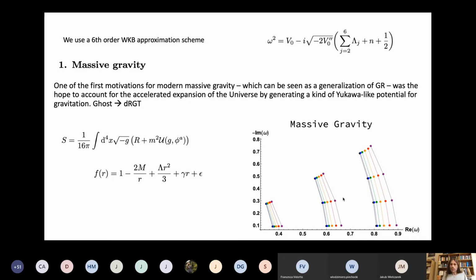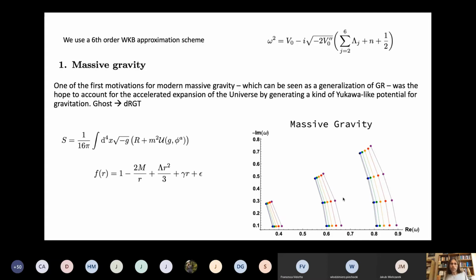So one of the first motivations for modern massive gravity was to try to account for the accelerated expansion of the universe by generating a kind of Yukawa-like potential for gravitation. The first tries were suffering from Boulware-Deser instability, and this was corrected in the so-called dRGT version.